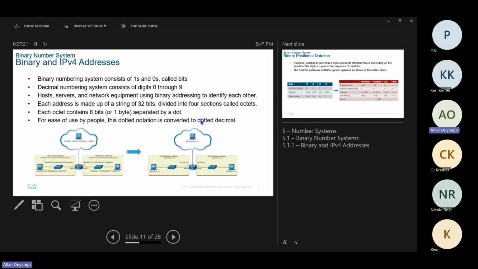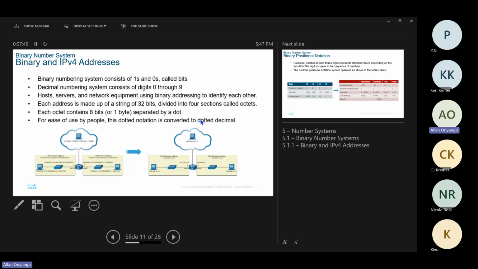Now, we can see each octet contains 8 bits, and 8 bits is equivalent to 1 byte. Each of the 4 sections is always separated by a dot. We are going to see more of it.